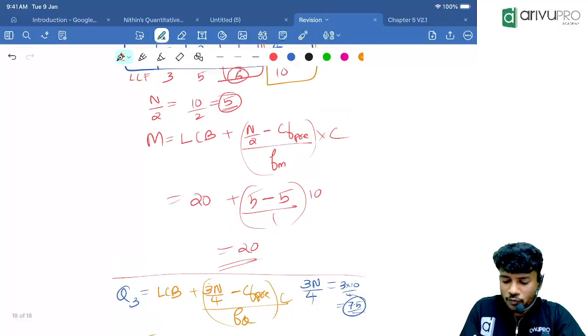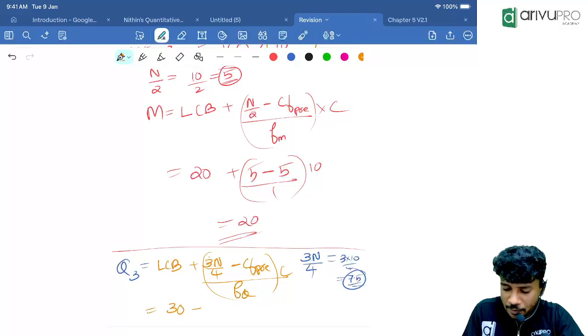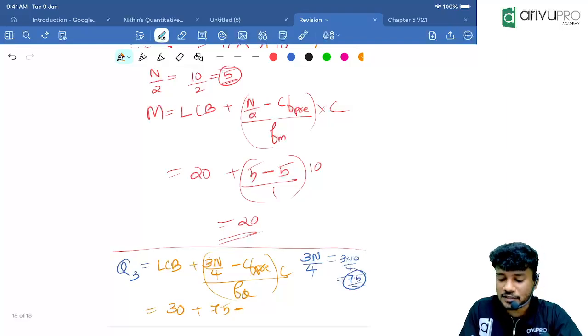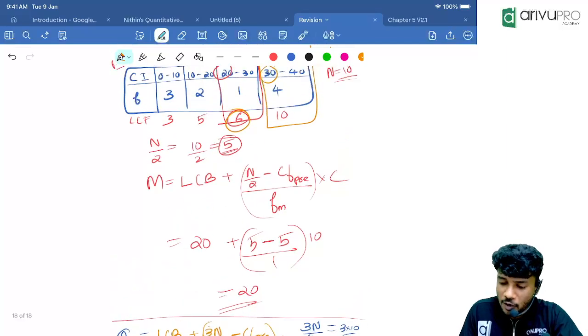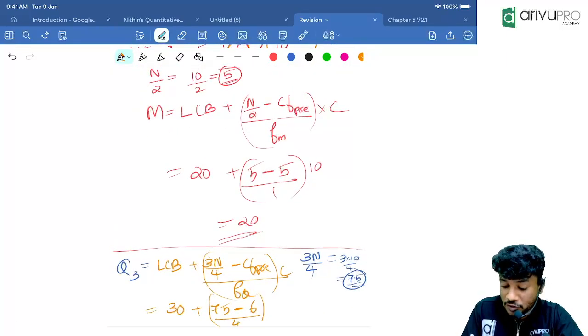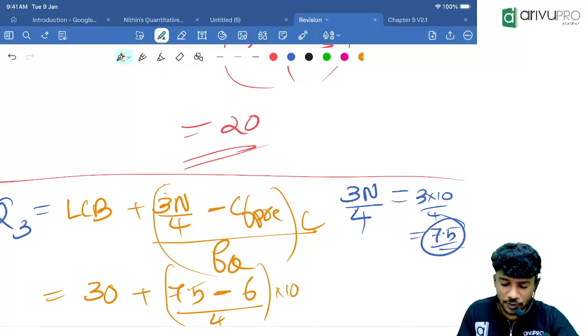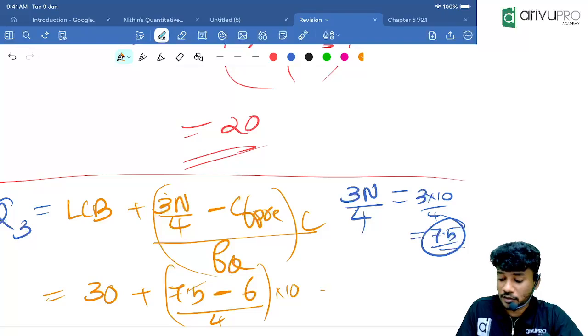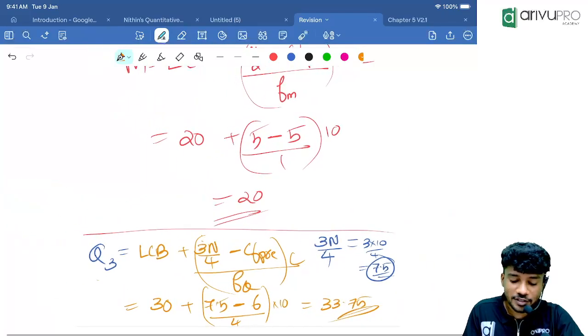C. Now which is the lower class boundary? 30. Write 30, then plus 3n by 4, which is 7.5, minus frequency of the previous class, which is 6, divided by the frequency of the current class, which is 4, into 10. How much are you getting? 1.5 divided by 4 into 10. 33.75 is our third quartile.